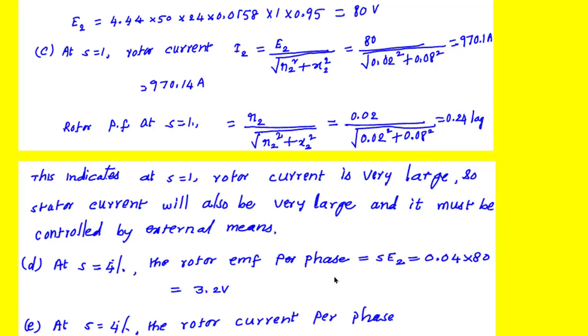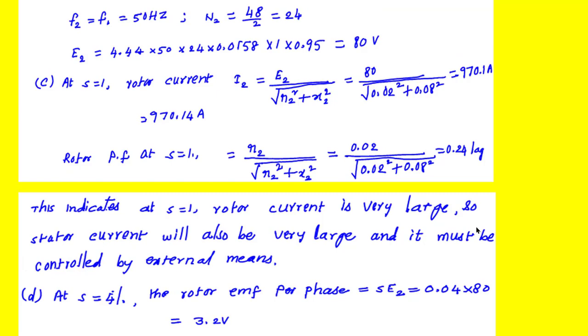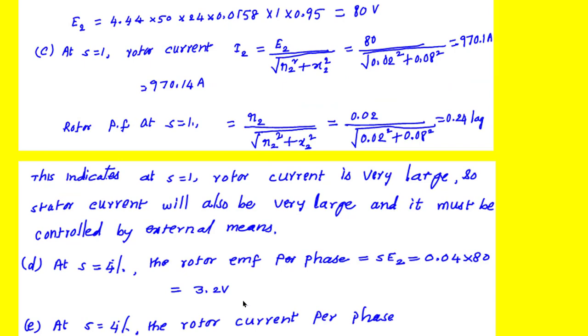Next, D bit. What is the induced EMF per phase in the rotor if the slip is 4%? That means if the rotor is running, what is the induced EMF per phase? That is S into E2, and E2 we know from the previous problems, that is 80 volts. So 0.04 into 80 will give us 3.2 volts.